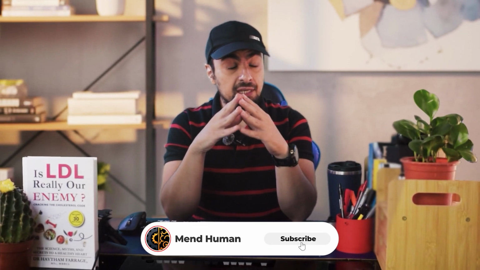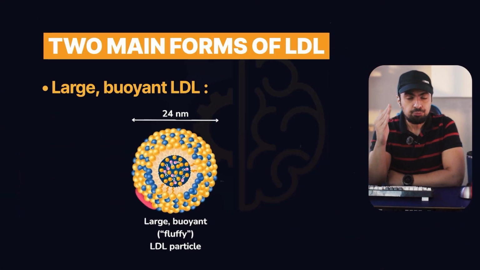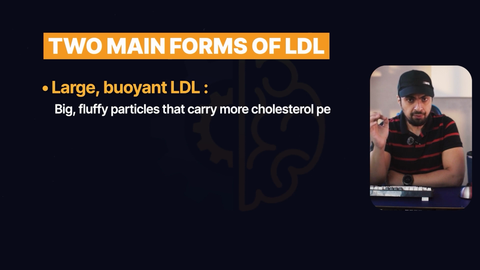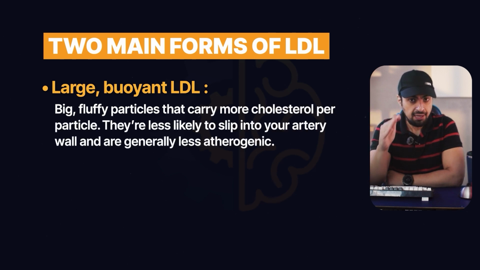Most people think, even lots of cardiologists think, LDL is a single type of cholesterol particle. In reality, it comes in two main forms. Large buoyant LDL, which are big, fluffy particles that carry more cholesterol per particle. They are less likely to slip into your artery wall and are generally less atherogenic.